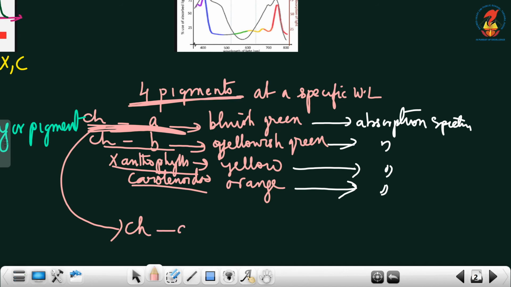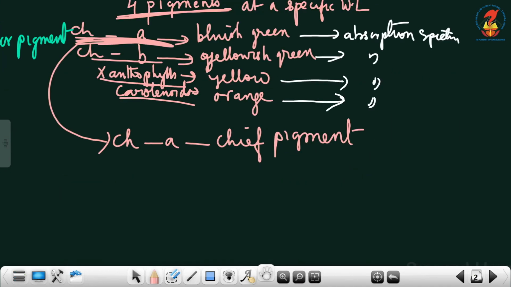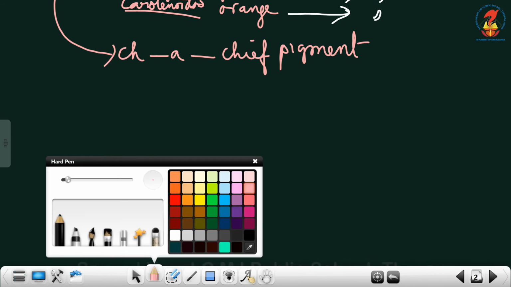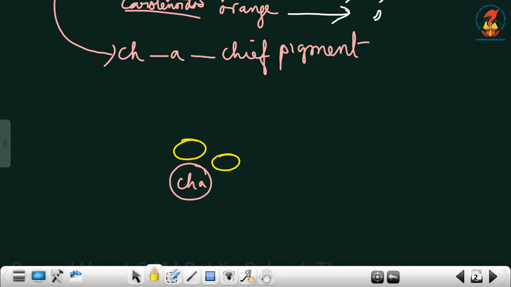From this we can infer that chlorophyll A is a chief pigment. The meaning of chief pigment is that it is the main pigment that traps the sun's light during photosynthesis. And we can see there is only one chlorophyll A, which is surrounded by the other pigments.